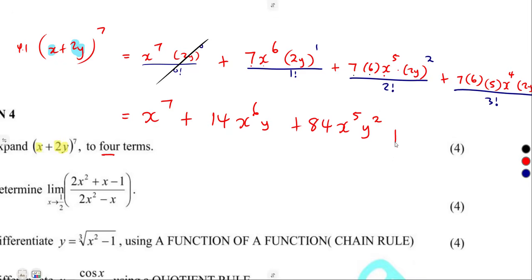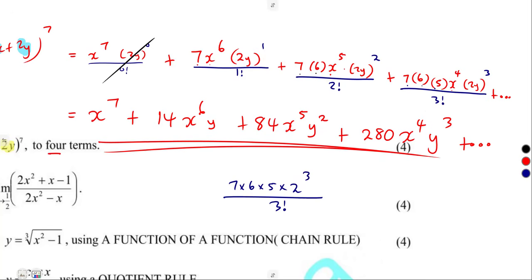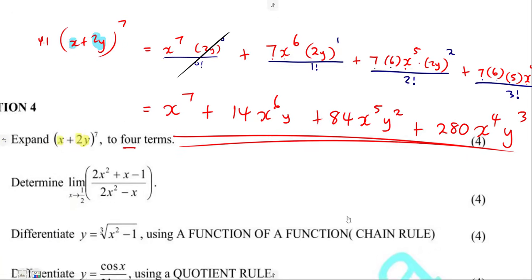The last one, you do the same thing, 7 times 6 times 5, times 2 raised to the exponent of 3 over 3 factorial. That's how you use your calculator. That gives you 280 x to the exponent of 4, y to the exponent of 3. So this is what you're going to have from this simplification. As we can see, it's just a matter of revision from what we have.